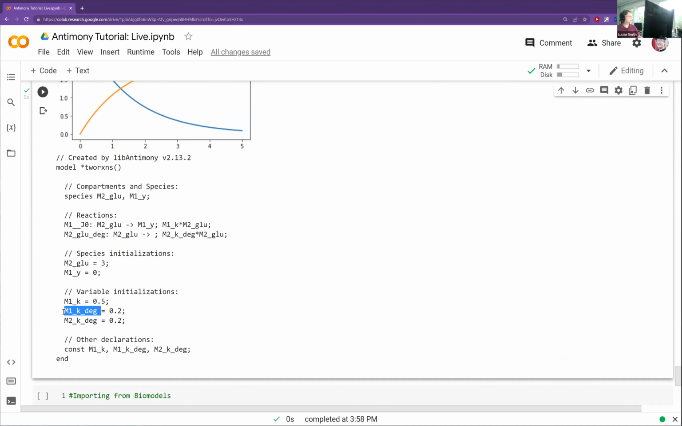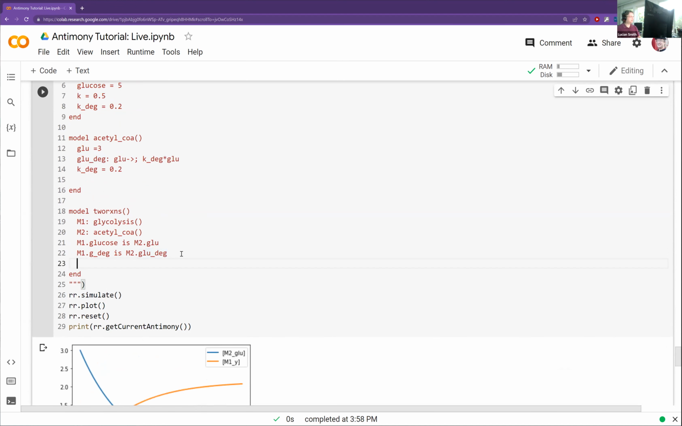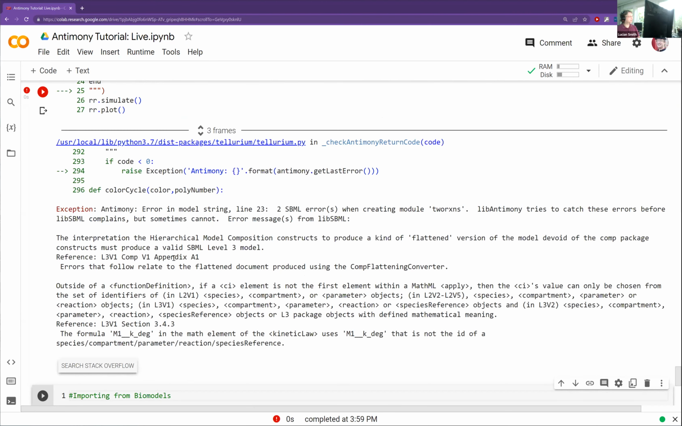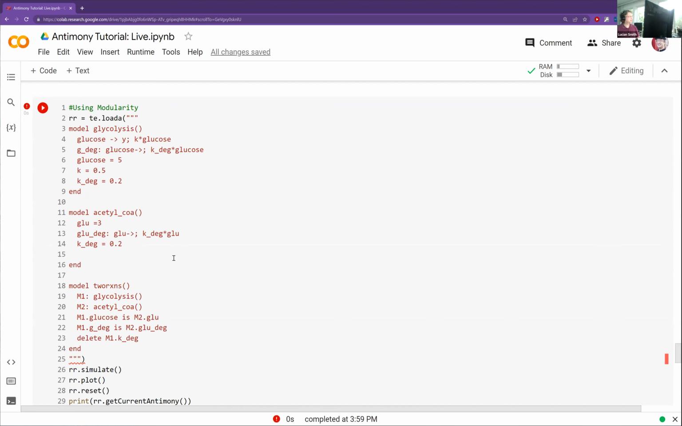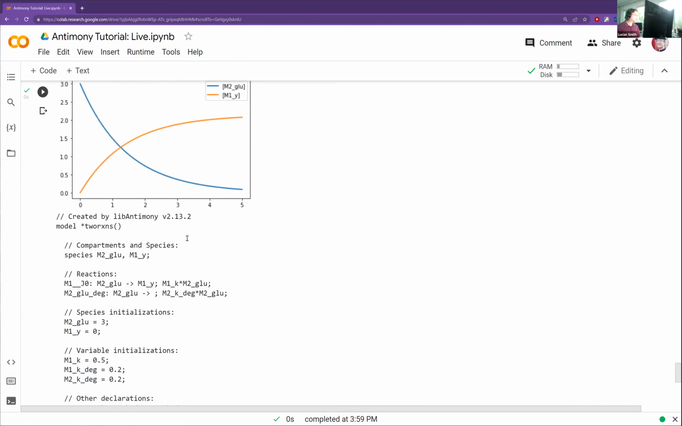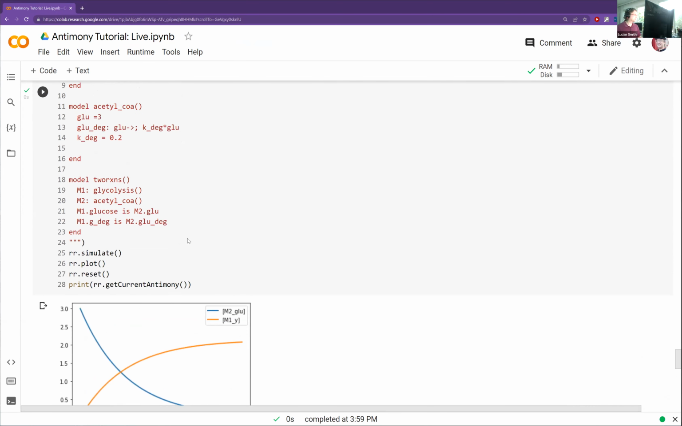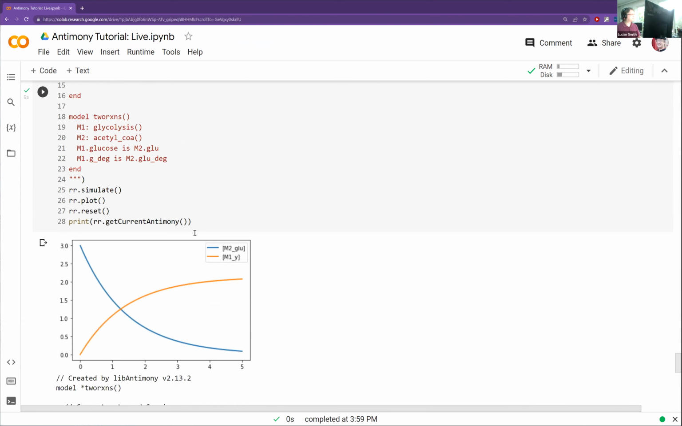So if we wanted to get rid of it, let's do that. K deg. We can actually say delete M1.K deg. And it doesn't like it. All right. Well, I'm not sure exactly what's going on there. Anyway, you can use delete to get rid of things. It may take a little bit of trickiness to do that correctly.